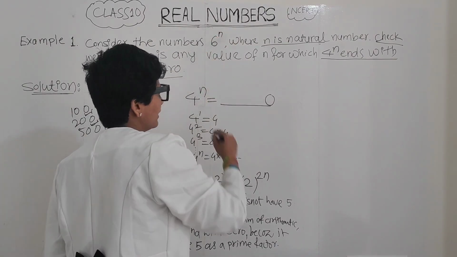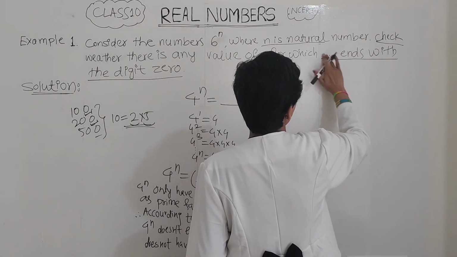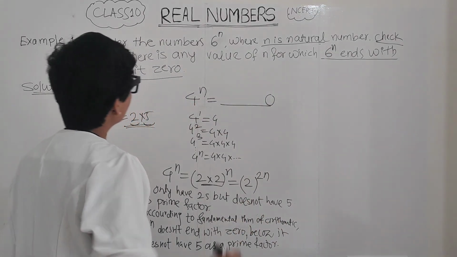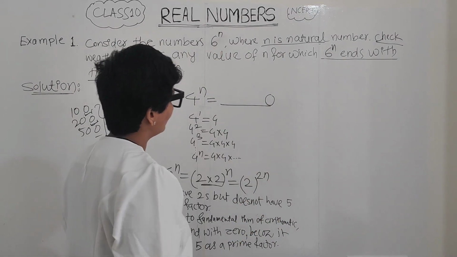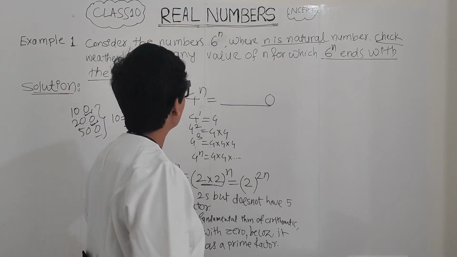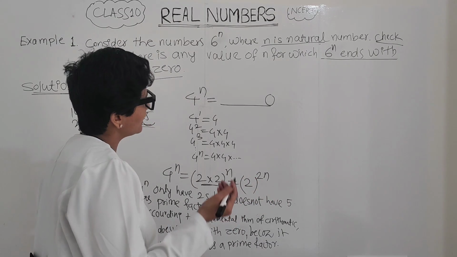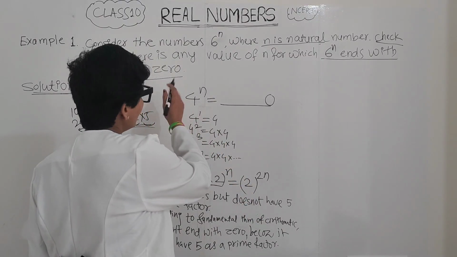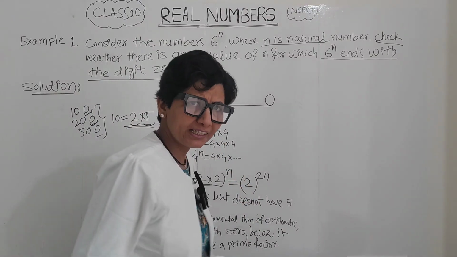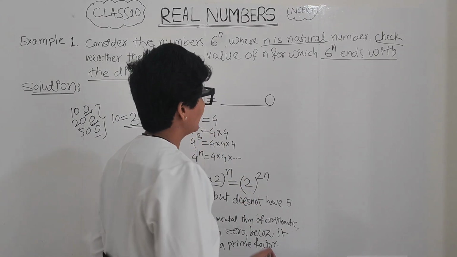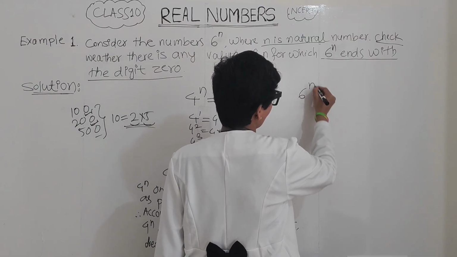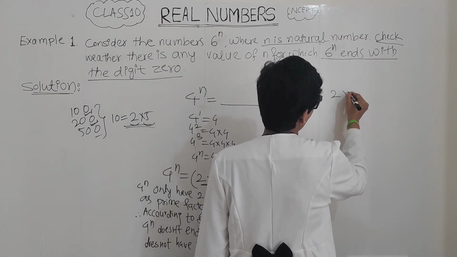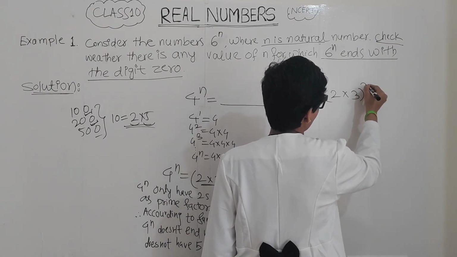Consider the number 6 to the power n, where n is a natural number. Check whether there is any value of n for which 6 to the power n ends with the digit 0. We will factorize 6 to the power n as 2 into 3, to the power n.